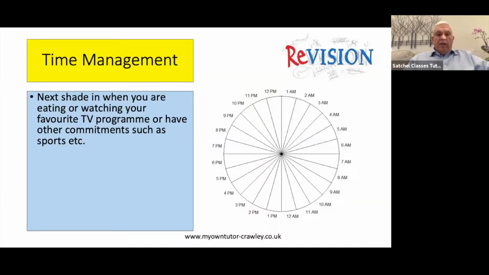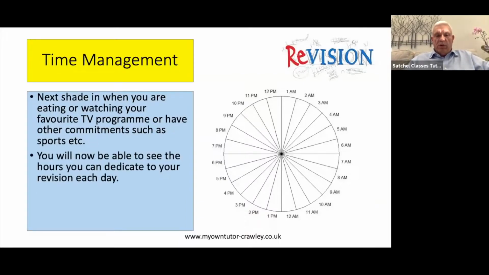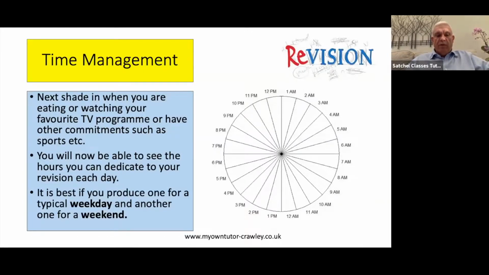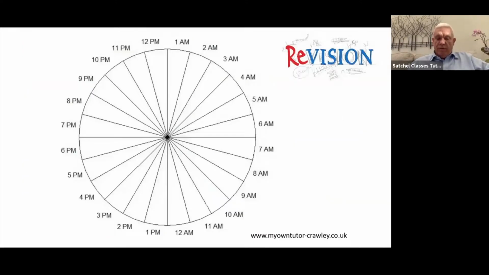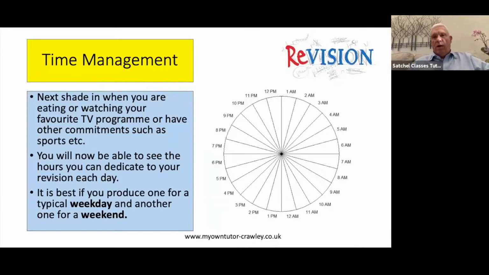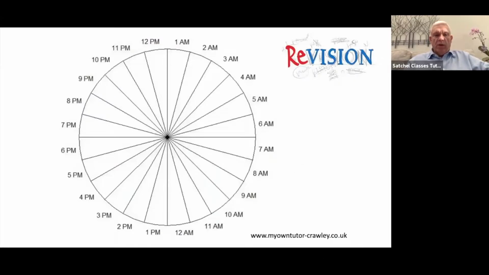So if you shade in the times that you're going to be eating, watching TV programs, any other commitments to sports clubs, you'll be able to see any hours that you can dedicate to revision each day. It might be best to produce one for the typical weekday, or different days I should say, or even one for the weekend, because at weekends you're not going to school usually and you've got more free time. So you might find you can actually see what times of the day you've got free as well. So don't just leave it to chance. And that's what they kind of look like.